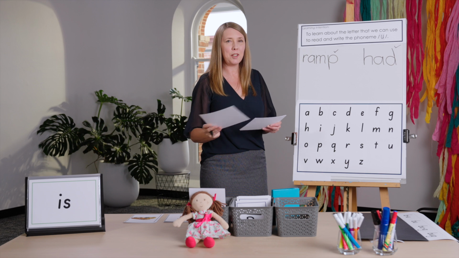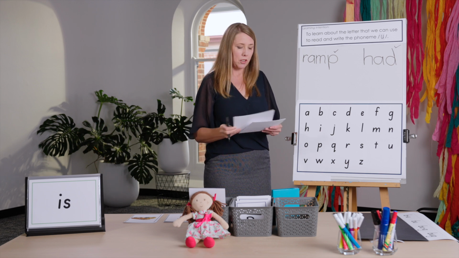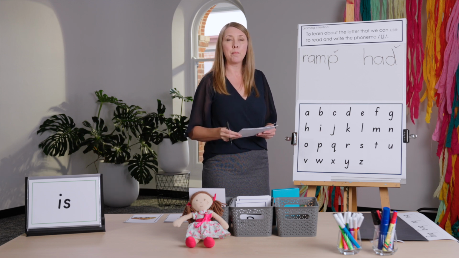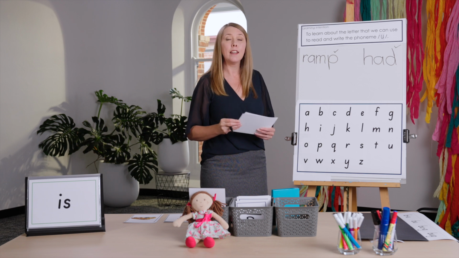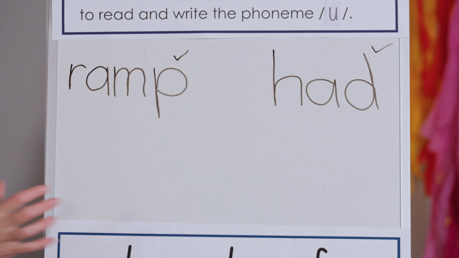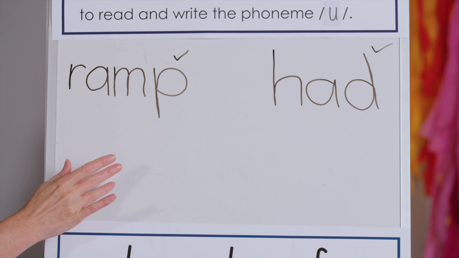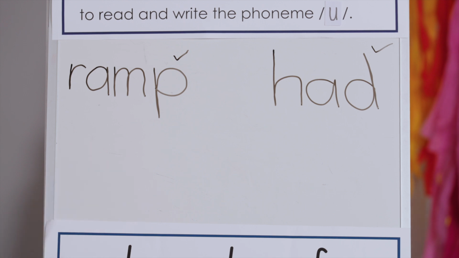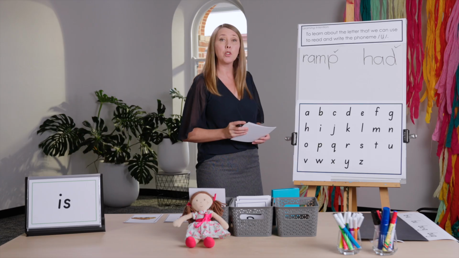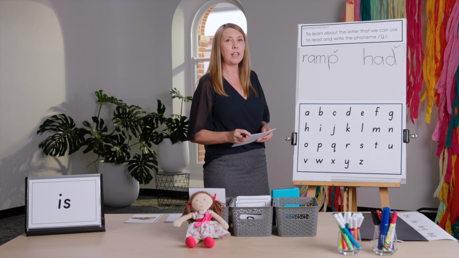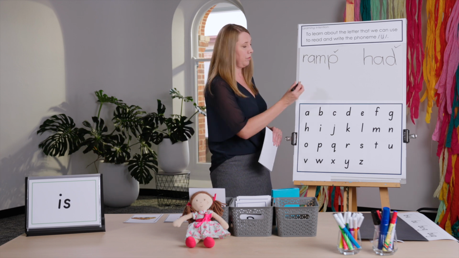Are you ready for the next word? Our next word is bent. What word? Bent. Let's tap the phonemes in bent. B, e, n, t, bent. There are 4 phonemes in bent. I want you to write the word bent. Make sure you're saying the phonemes as you write the word.